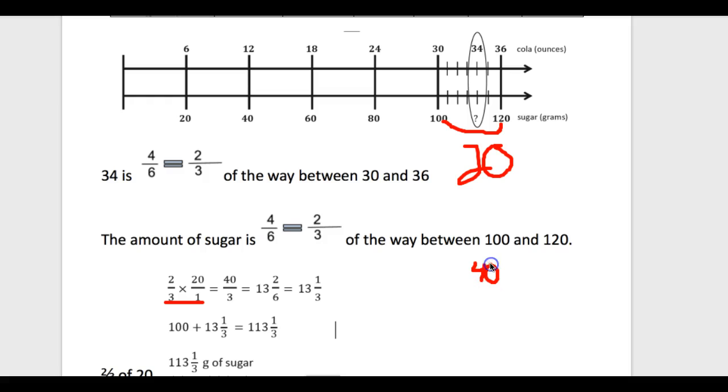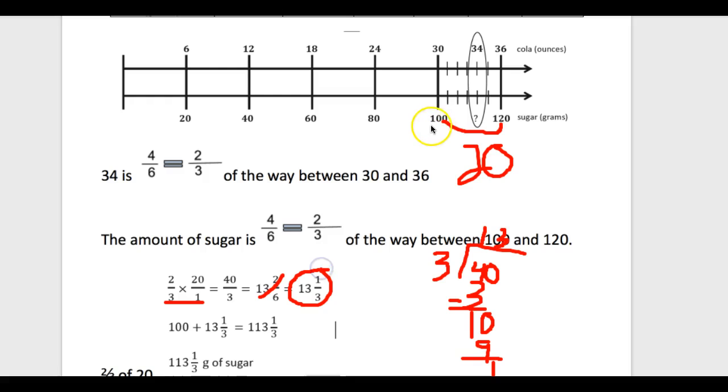40 divided by 3. 1 times 3 is 3. 4 take away 3 is 1. Bring down the 0. What times 3 gives me close to 10? 3, and that would be 9. And then we have 1/3 left. That's where the 3 and 1/3 comes from. This was an extra piece that we don't really need to worry about. So we have 13 and 1/3. That's how far it is.